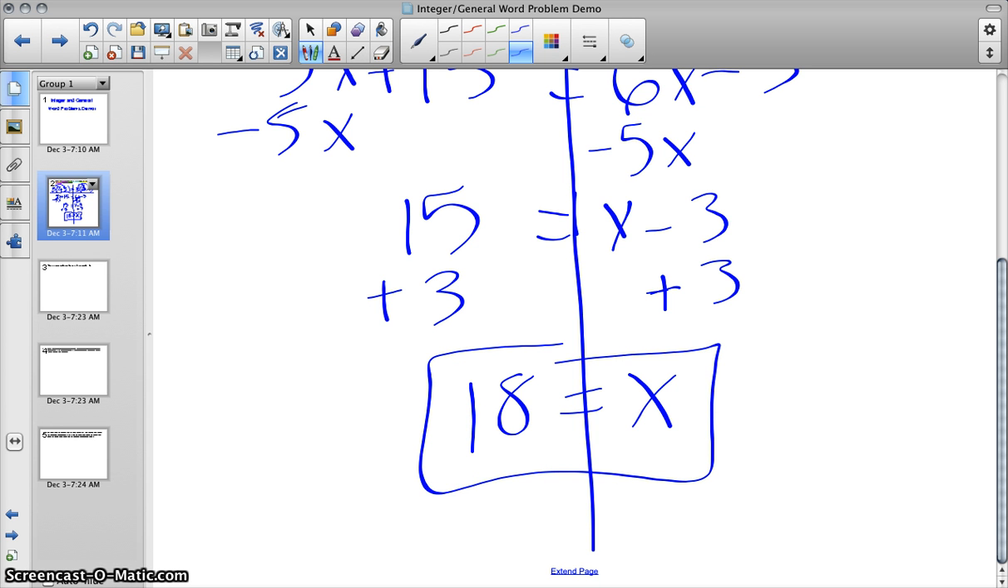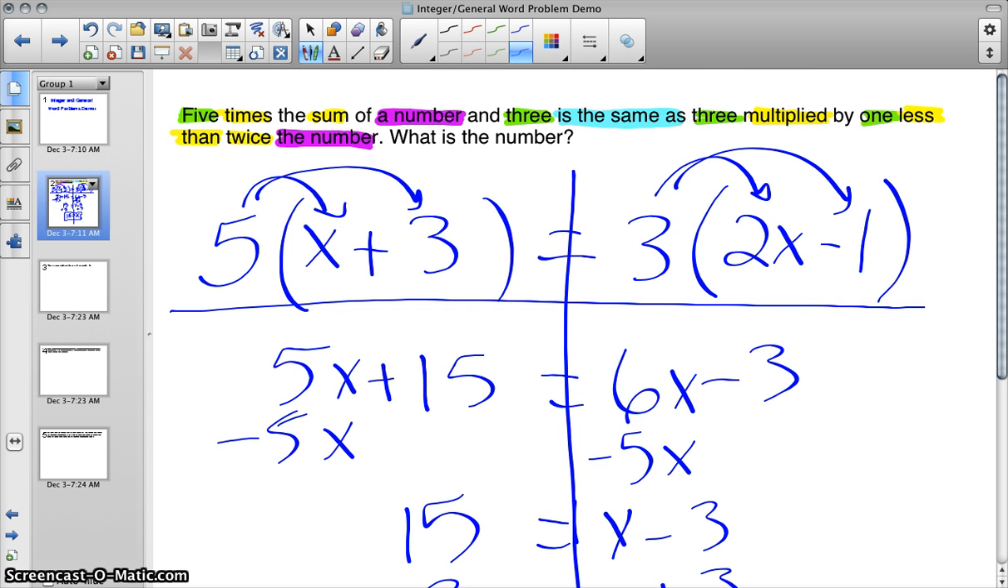Pretty straightforward stuff. Again, the hardest part is translating the sentence to the equation. And again, remember, if you see two operations on the same side of the is or the equal sign, you're most likely going to use parentheses. So keep that in mind. Alright, let's check out another one.